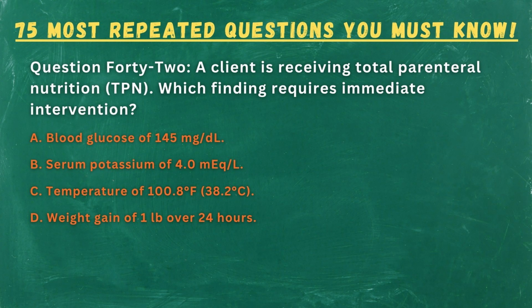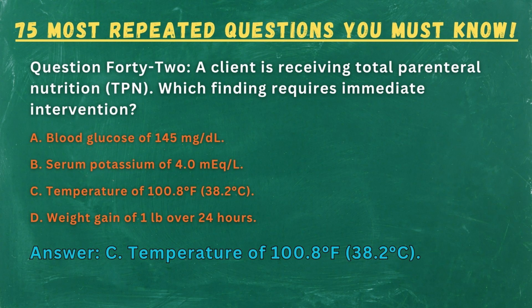Question 42. A client is receiving total parenteral nutrition, TPN. Which finding requires immediate intervention? A. Blood glucose of 145 milligrams per deciliter. B. Serum potassium of 4.0 milliequivalents per liter. C. Temperature of 100.8 degrees Fahrenheit, 38.2 degrees Celsius. D. Weight gain of 1 pound over 24 hours. Answer: C. Temperature of 100.8 degrees Fahrenheit, 38.2 degrees Celsius.